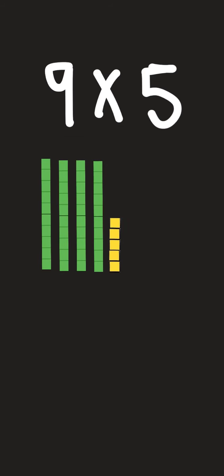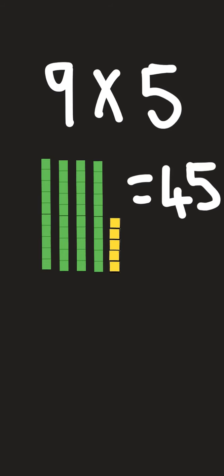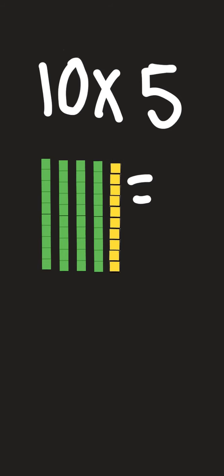9 times 5. 5, 10, 15, 20, 25, 30, 35, 40, 45. So 9 times 5 is 45. 10 times 5, 5, 10, 15, 20, 25, 30, 35, 40, 45, 50. So 10 lots of 5 are 50.